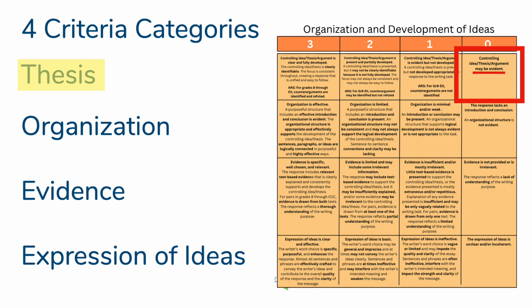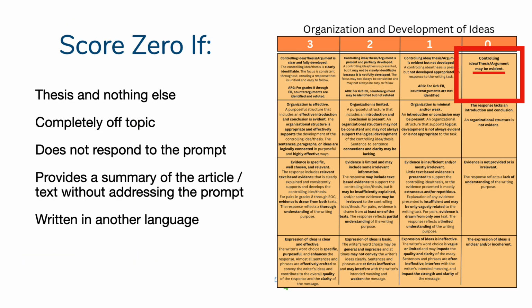You notice here, if you look in the performance descriptor for thesis in the 0 column, it says that a controlling idea or thesis or argument may be present. If all they have is a thesis sentence, but the rest of it is missing, that would score a 0. So here are some other reasons why an essay might score a 0. Like I just said, they may have a thesis, but nothing else. They may have written a beautiful 4 or 5 paragraph essay that is completely off topic.